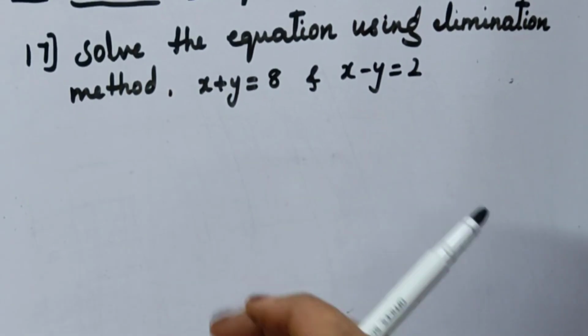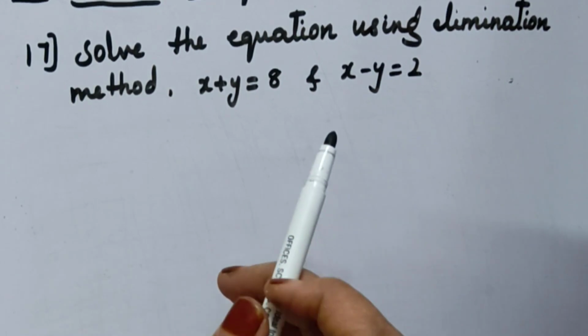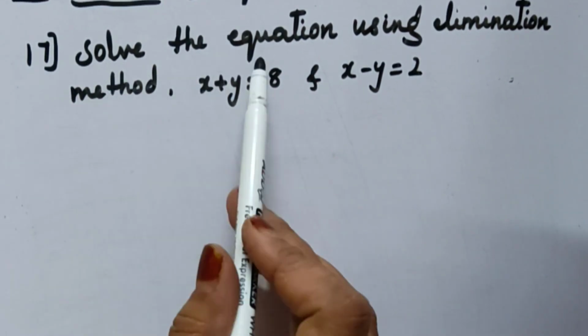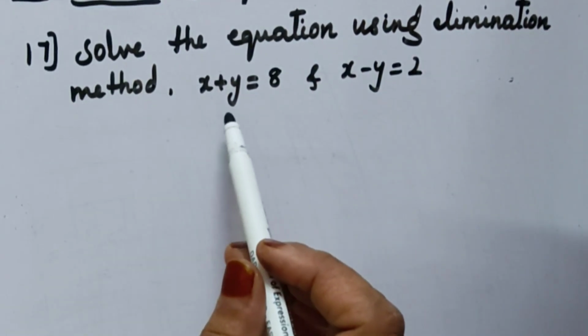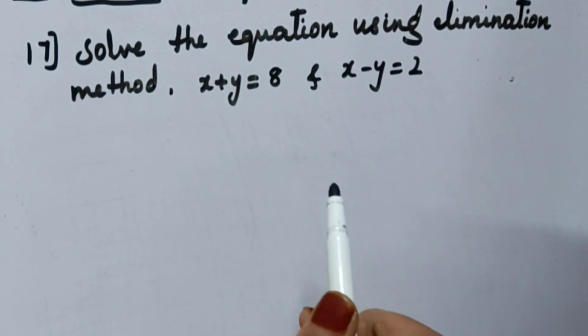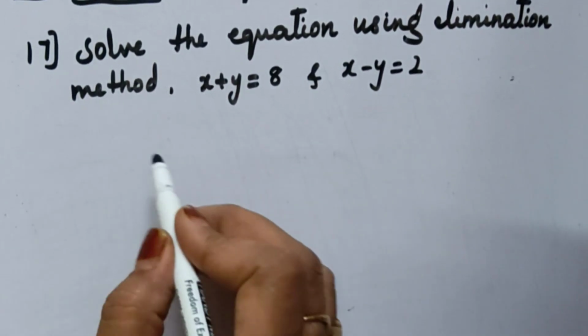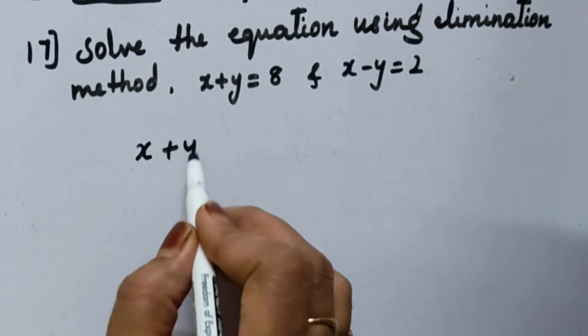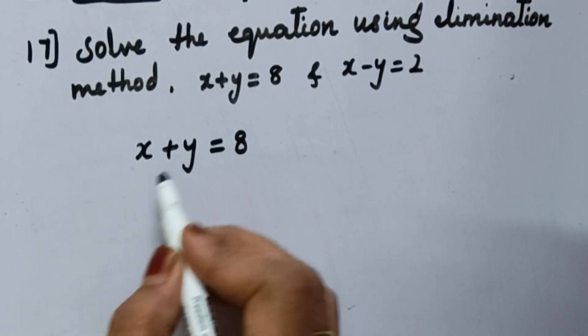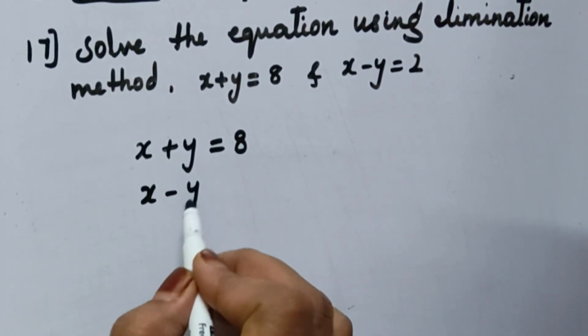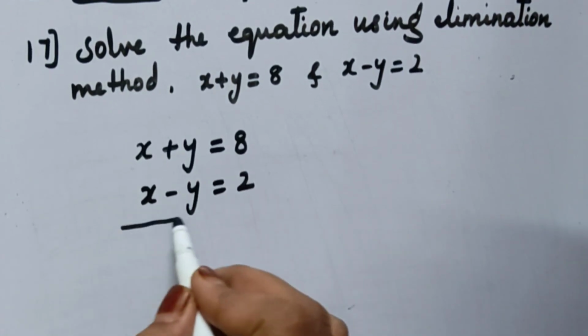Now from here onwards, whatever I am doing will be for 2 mark questions. Now solve the equation using elimination method. These are 2 equations given. So let us eliminate and get the values of x and y. This is x plus y equals 8. x minus y equals 2.